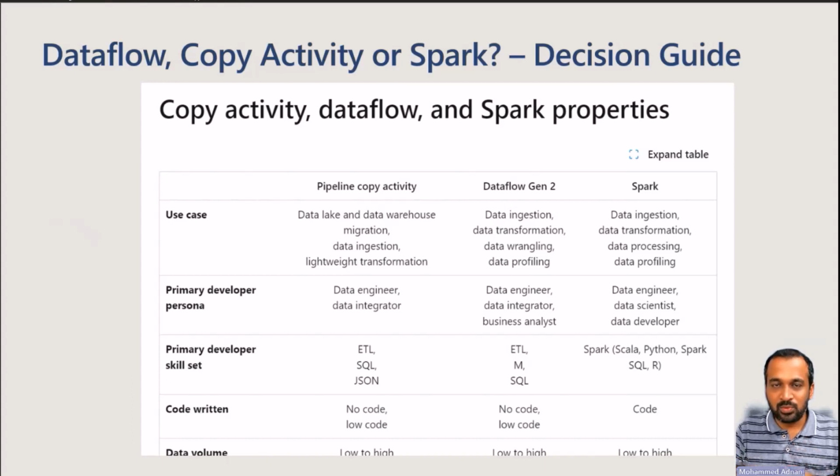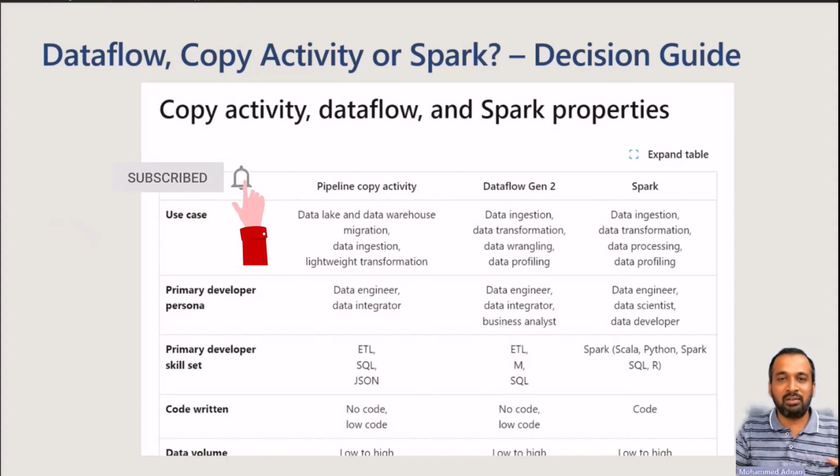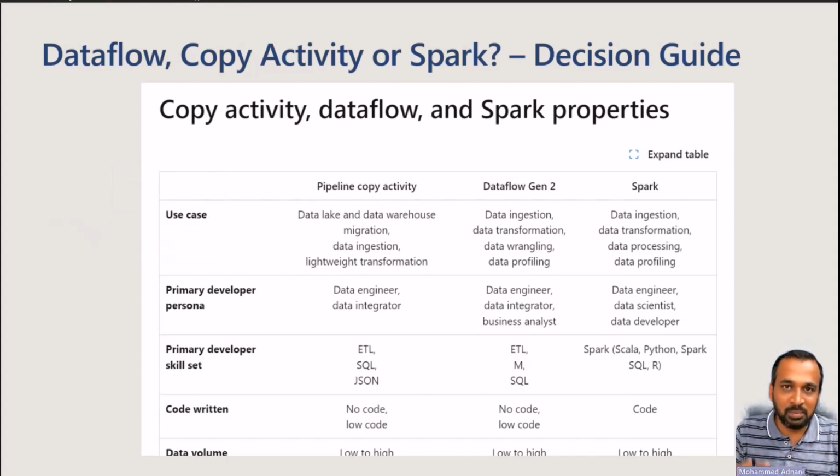If you are a company that just wants to integrate with Fabric and you don't have a data engineer or data integrator, and you only have a business analyst or data analyst, then you can go ahead with Dataflow Gen 2 to start with. The primary language: you need to learn SQL for pipeline, JSON, and ETL, M for ETL and SQL for Dataflow Gen 2. And for Spark, it's only the Spark language. It can be Spark Scala, Spark Python, Spark .NET, or Spark SQL. So the code written is no code or low code for the first two, and for Spark, you need to have a coding language.